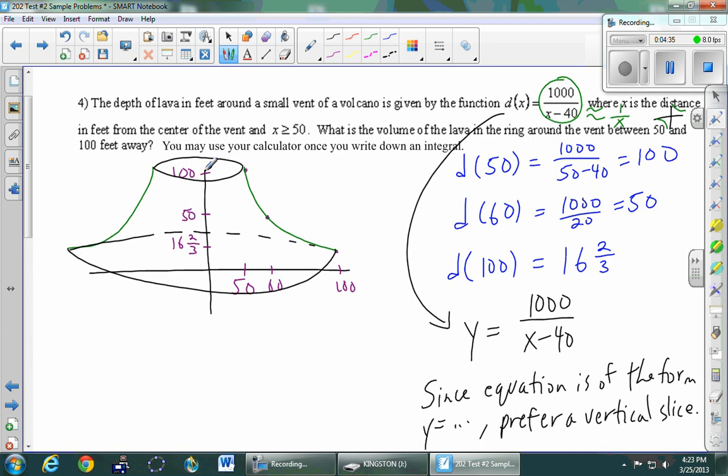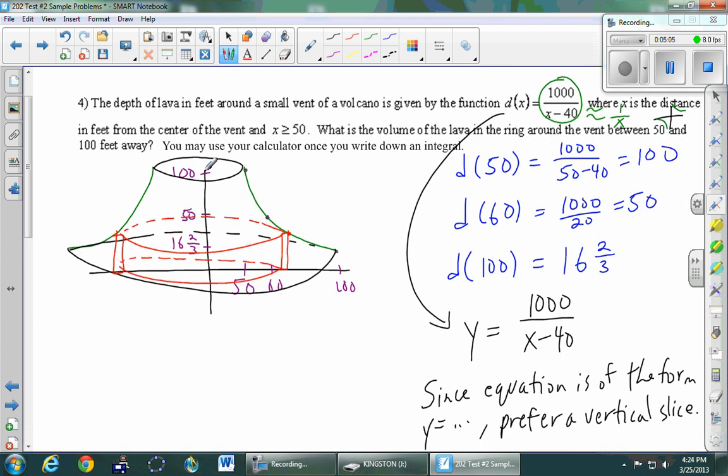So my vertical slice, I'll just draw a generic vertical slice right here. And the idea is we're going to take that vertical slice and swing it around the y-axis in this case. That's where the vent is. So we'll swing it all the way around to here. And what kind of a shape do we get? Let's see. So it comes this way and then goes behind and then comes this way and then behind.